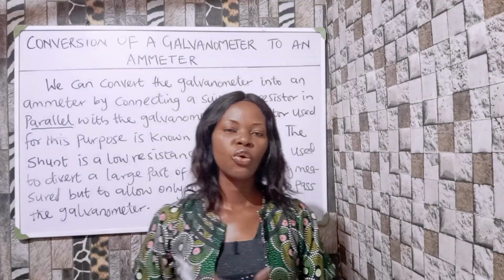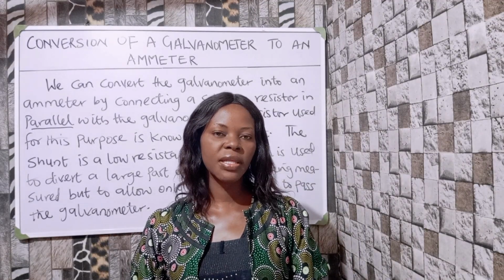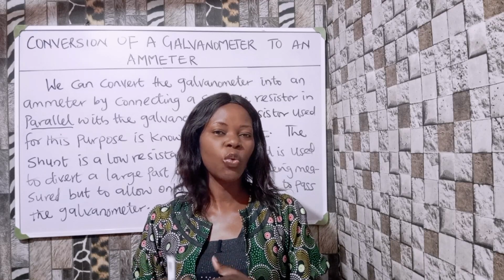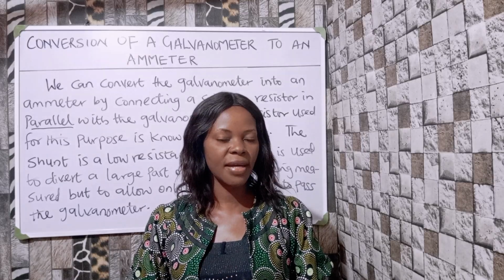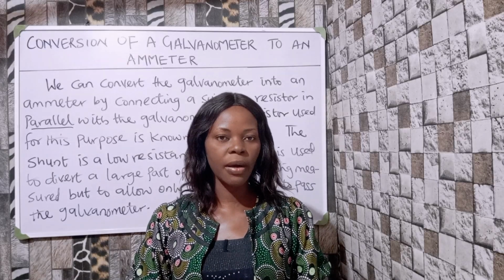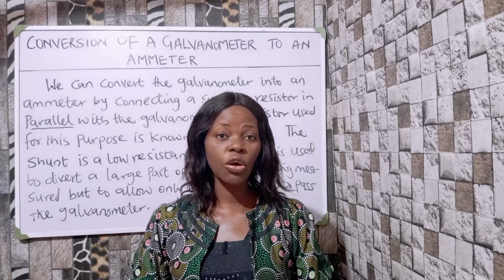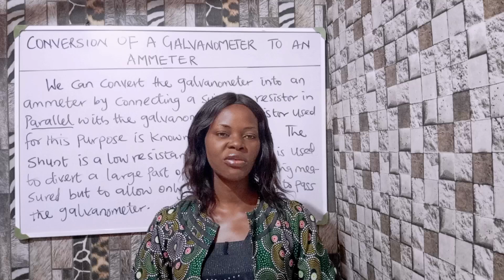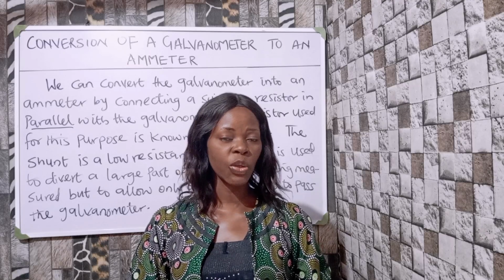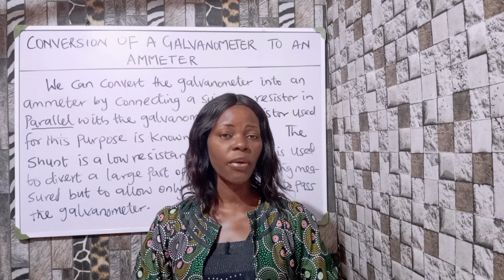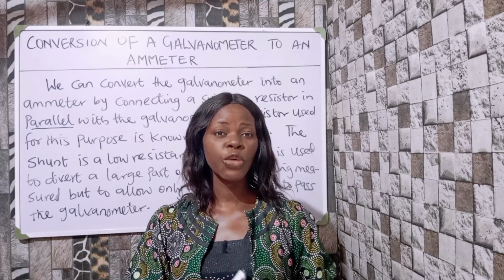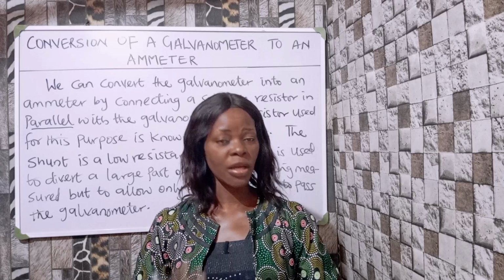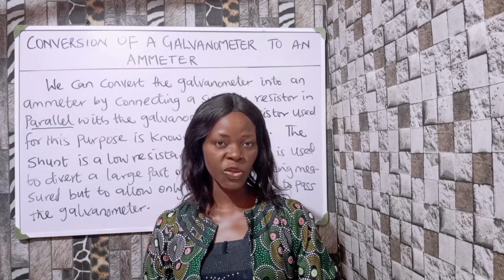Okay, we are trying to say that we can actually convert this galvanometer to ammeter. That is making galvanometer to start doing work of ammeter by using a low resistance wire, which must be connected in parallel. And the name of that low resistance wire is called what? Shunt. What is the purpose of this shunt? Its purpose is to divert a large part of the current being measured and to allow only a small part of the current to pass through the galvanometer. So that is the only way a galvanometer can be made to measure what? Current. So let's use an illustration on the board to explain what we just said.